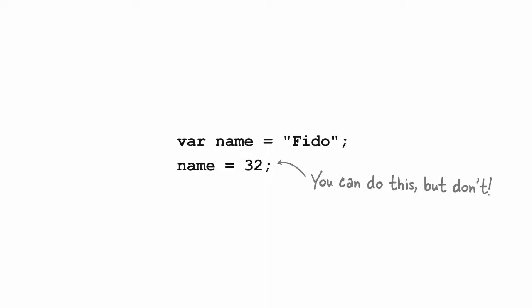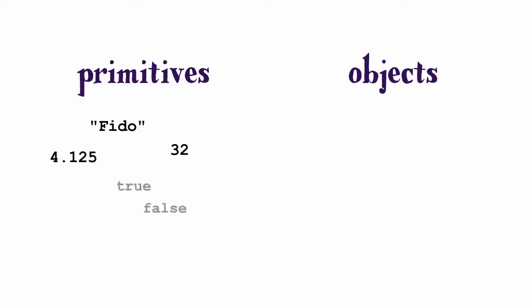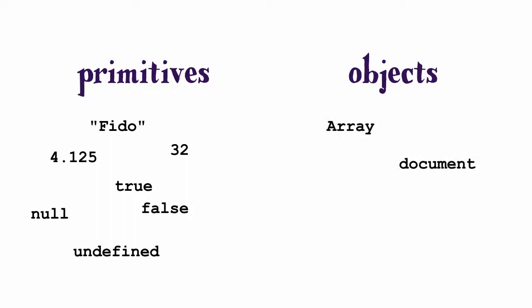Now, finally, we've used the types string and number so far, but JavaScript has other types too. And we usually split those types into two groups, and one we call the primitive types, and the other we call objects. So far, we've just been talking about primitive types like strings and numbers. But there are also Booleans, and the types null and undefined that all belong to the primitives group. And with objects, we have types like array and the document object, both of which are built into JavaScript, as well as objects that you create yourself.